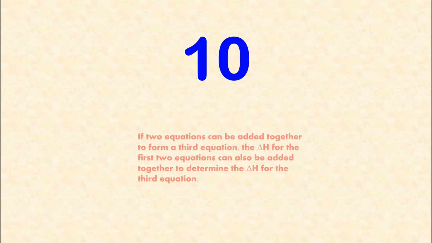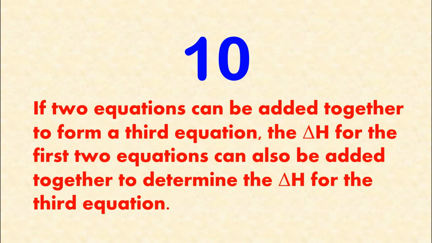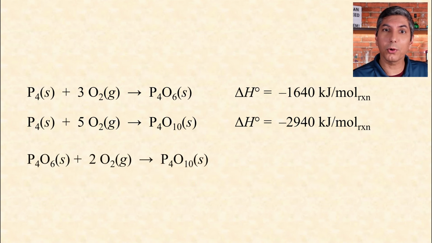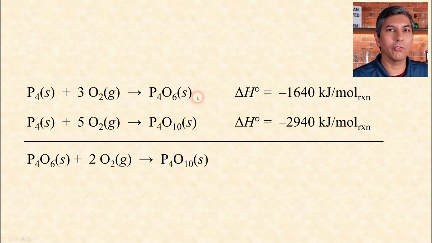Number 10. If two equations can be added together to form a third equation, the delta H for the first two equations can also be added together to form the delta H for the third equation. Let's say we have these two balanced equations and their respective delta H values. Maybe we're asked to take this information to determine the delta H of this third equation. Well, we can see that these two equations can be added together, but only if we manipulate the reactions.